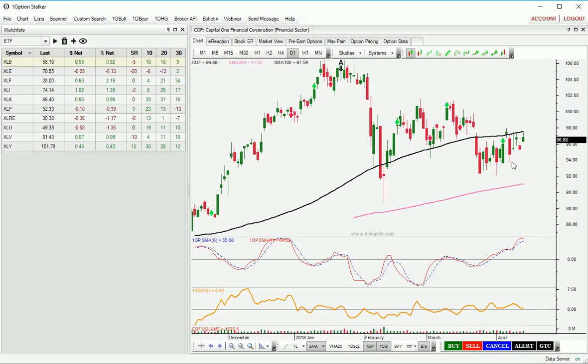COF. This would be nice right above that 100-day moving average. Then you sell below it and you use that as your stop. So this would be actually a nice candidate.